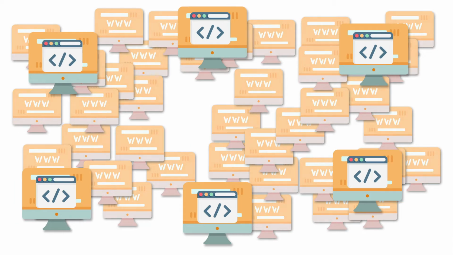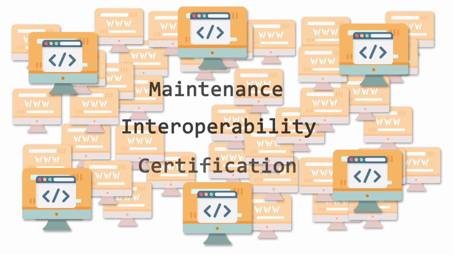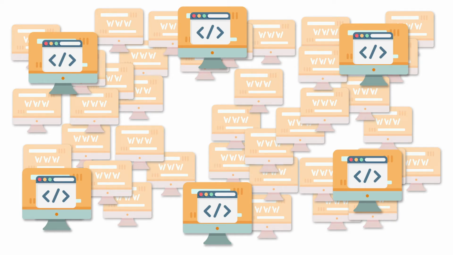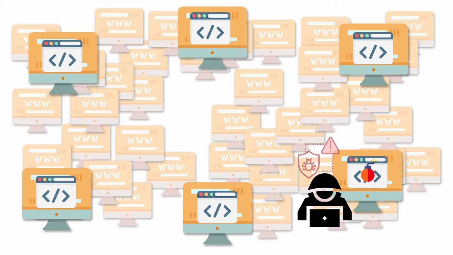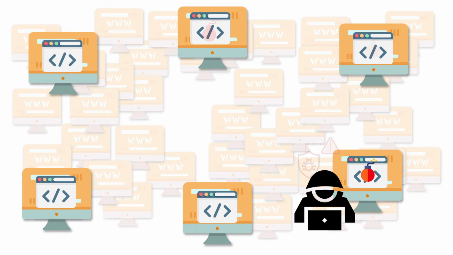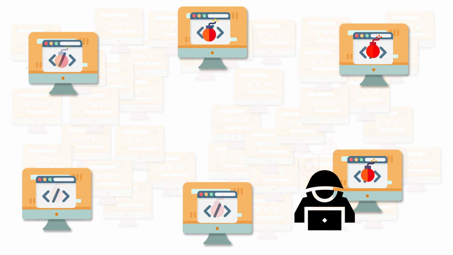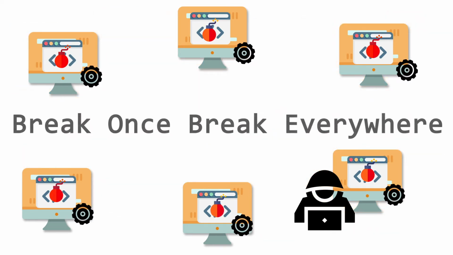Software monoculture has several benefits, such as maintenance, interoperability, and certification, since you only need to make the changes to your application one time and then distribute the binary. However, when you distribute the same binary to all your computers, you're also distributing unknown security flaws. A potential attacker can analyze this code, discover these flaws, and then create an attack. Following the same idea, the attack can be delivered to millions of deployed instances, exfiltrating data, for example. We call this kind of attack break once, break everywhere.